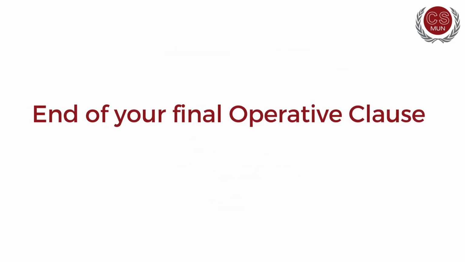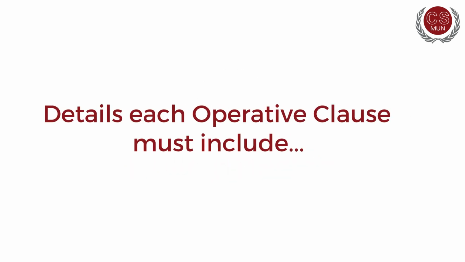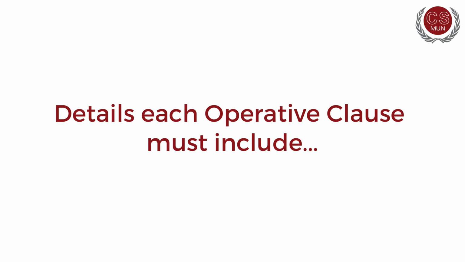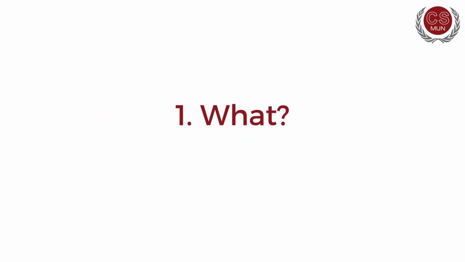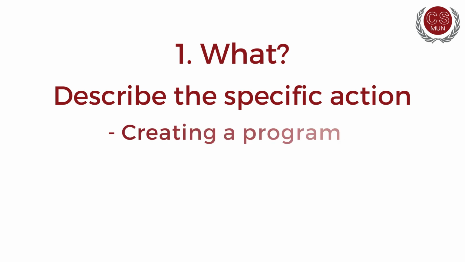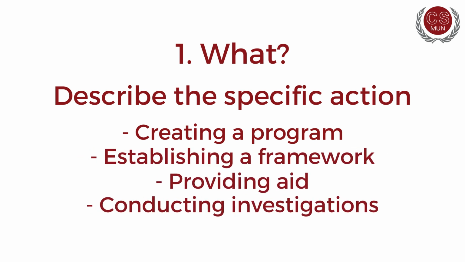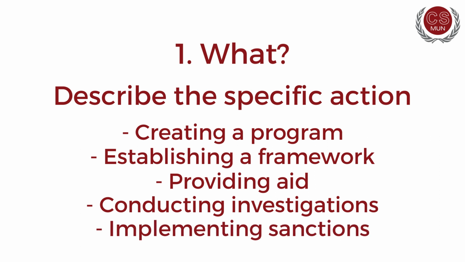Now, at the end of your final operative clause, at the end of your entire resolution, you can put a full stop. Details for each operative clause should include: 1. What? Describe the specific action or measure that should be taken to address the issue. This could include creating a program, establishing a framework, providing aid, conducting investigations and surveys, implementing sanctions, or any other action you think is necessary.